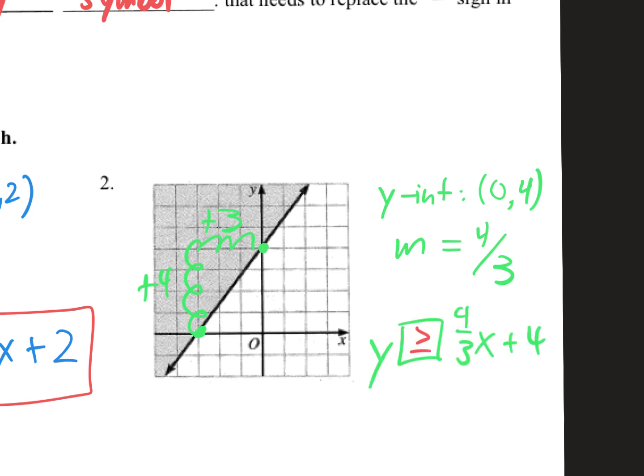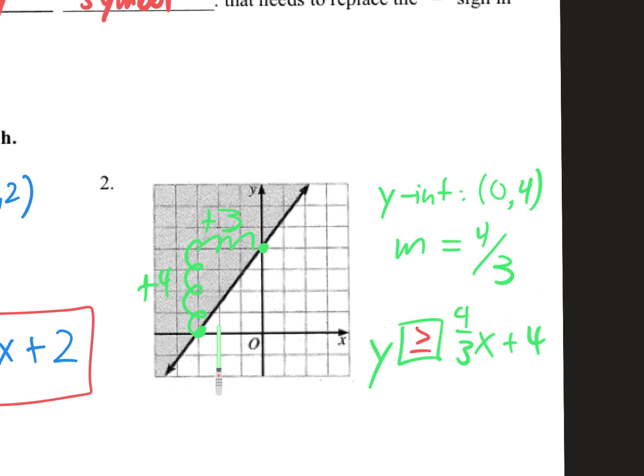Okay, so I wrote my inequality. The slope goes with my x, 4/3, and then my +4, that's just the y-intercept value. And then I looked at the line and I saw that everything was shaded above the line. So because I'm in slope-intercept form, that means I use the greater than symbol. Y is greater than all of this stuff.